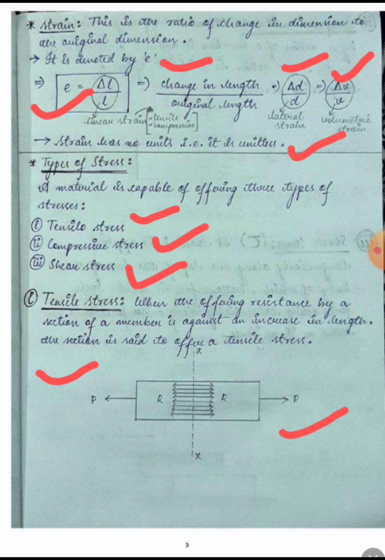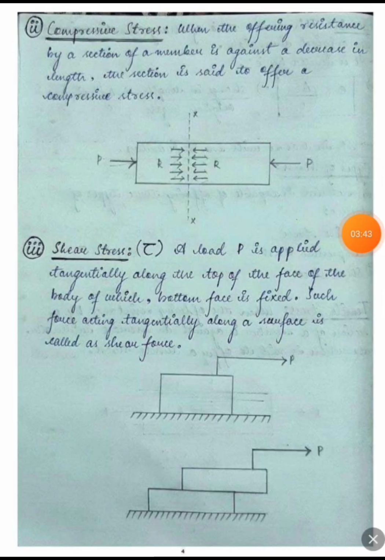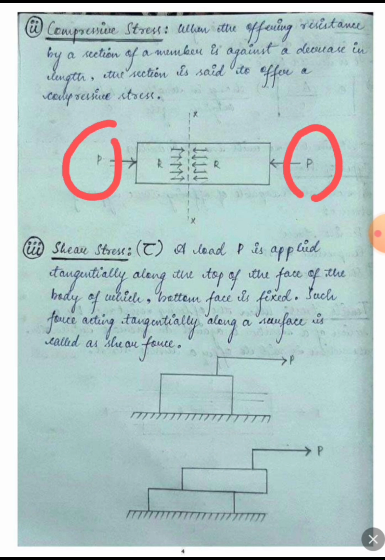Here you can see the diagram where we apply the force P in outer direction, which is tensile in nature. So the stress generated due to that force is called tensile stress. Now let us discuss compressive stress. Compressive stress means if we apply the load in inward direction, then the stress generated due to that force is called compressive stress. Here you can see we apply the load P in inward direction, which is compressive in nature. So the stress generated due to that force is called compressive stress.